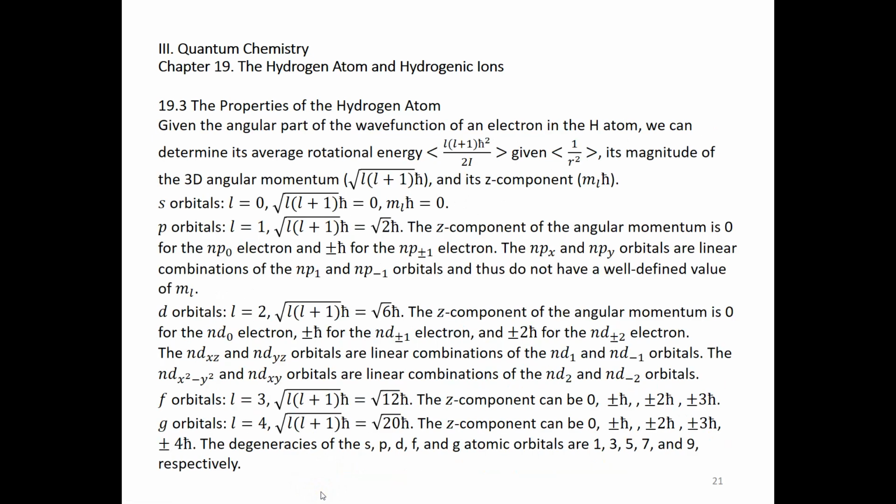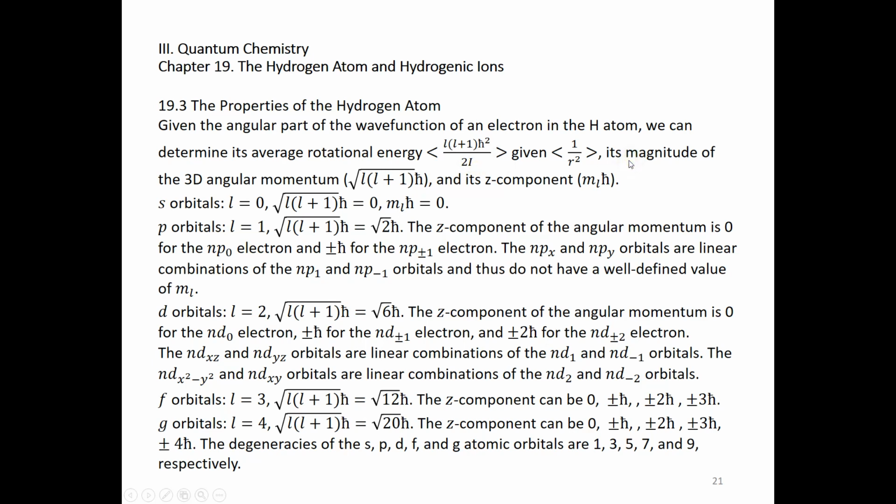Given the angular part of the wave function of the electron in the hydrogen atom, we can also determine its average rotational energy. If somehow we can determine the expectation value of 1 over r squared, because the rotational energy is just L times L plus 1 times h bar squared over 2I. I is the moment of inertia.